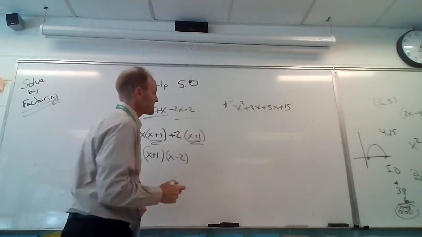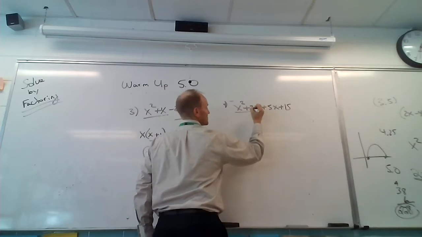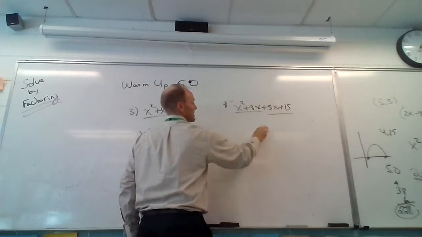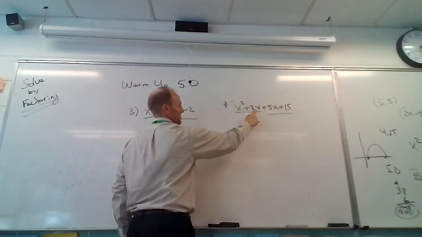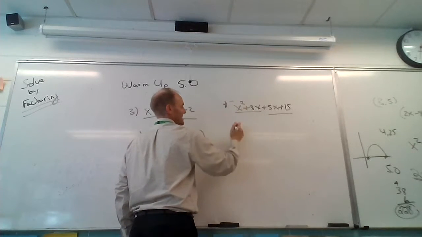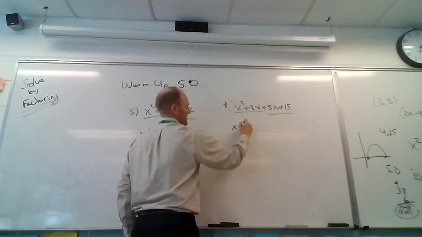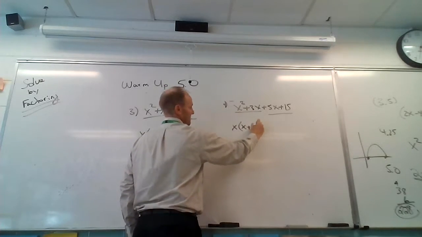All right, number 4. Step 1, underline the first two terms, underline the second two terms. Now I look at the first two terms. What can I factor out of both these? They both have an x. That's it. This is left with an x. This I have left a 3.